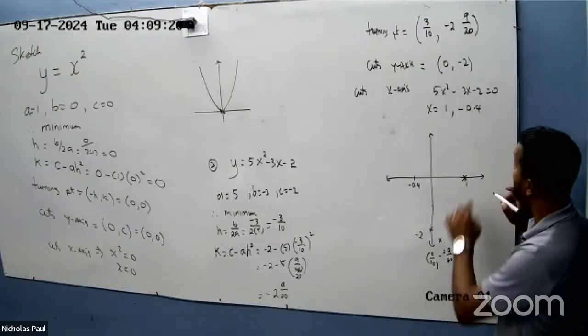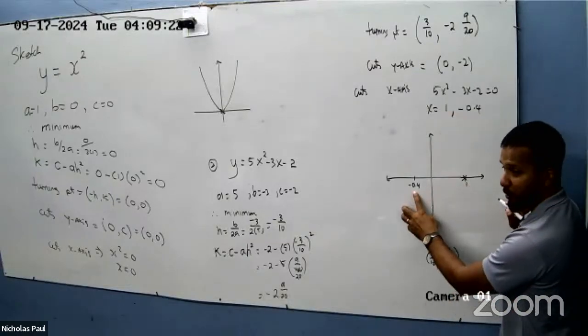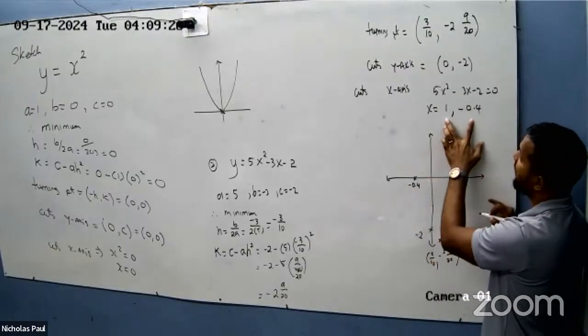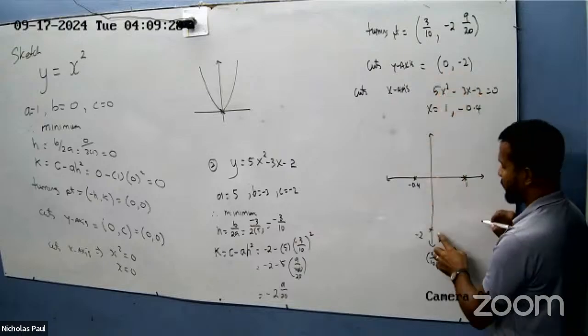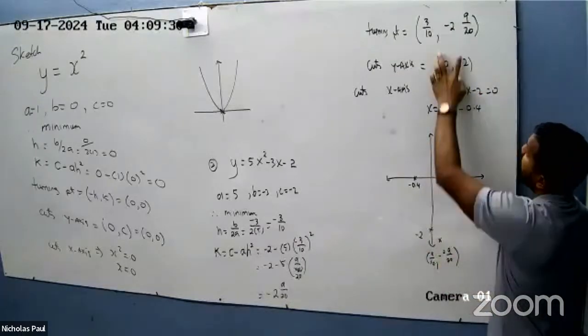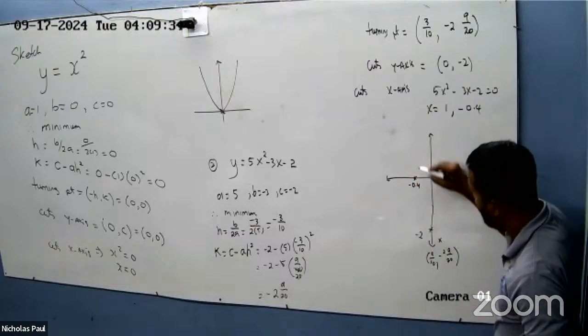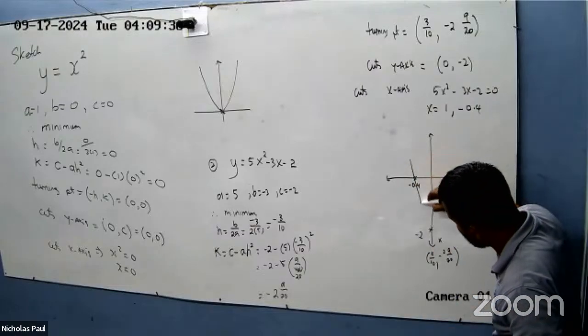Watch it again. I plot 1, minus 0.4. That's my first 2 points. Then I plot 0, minus 2. Then I plot this. So I have 1, 2, 3, 4 points. All I have to do now is connect it up.